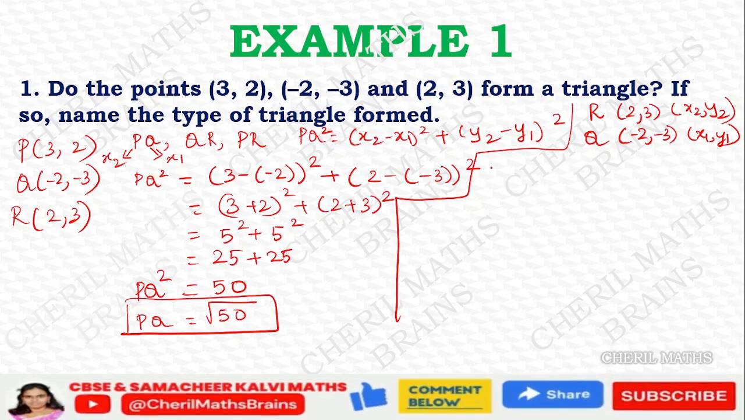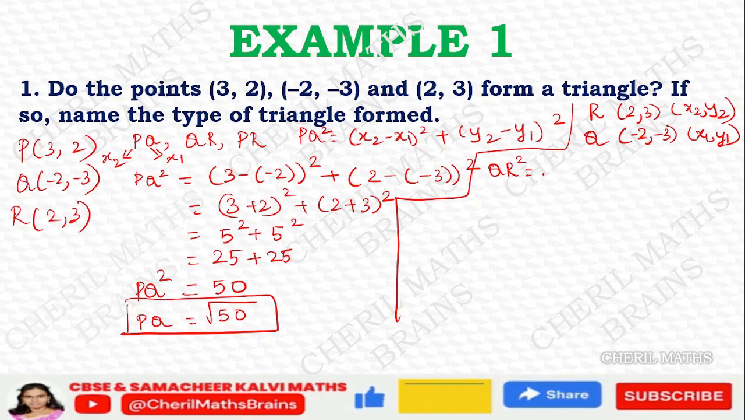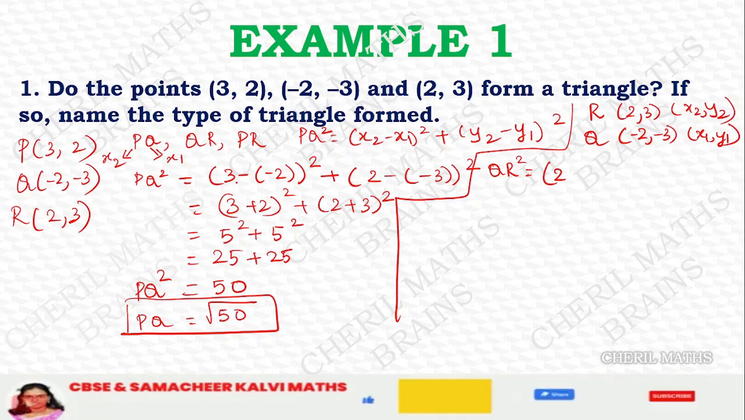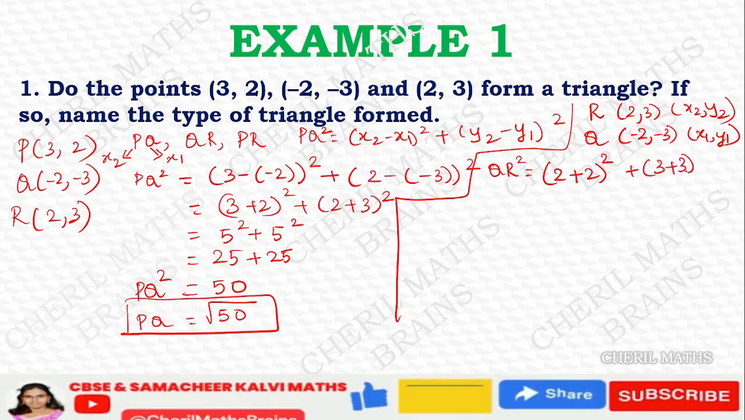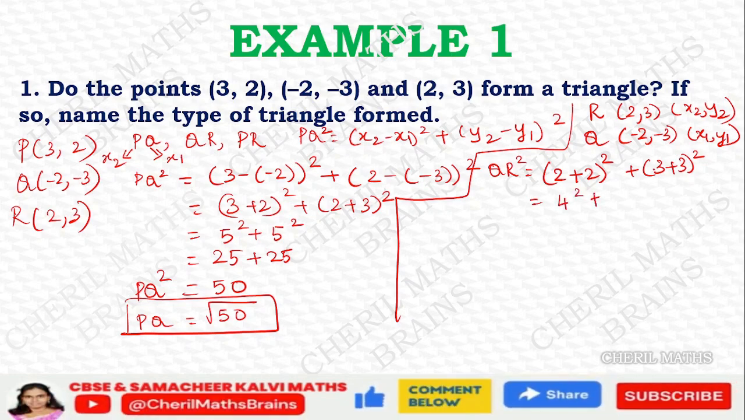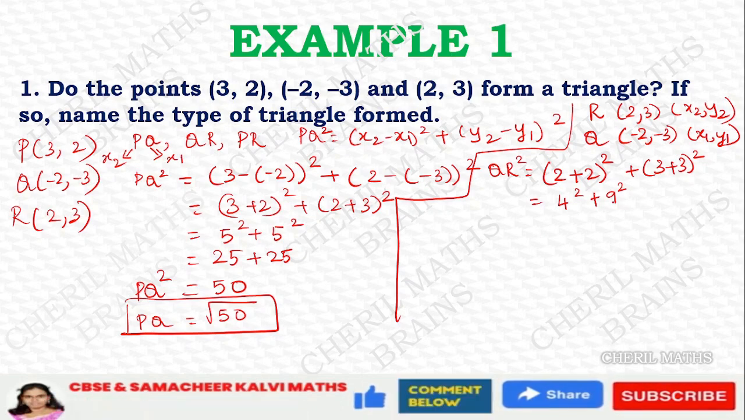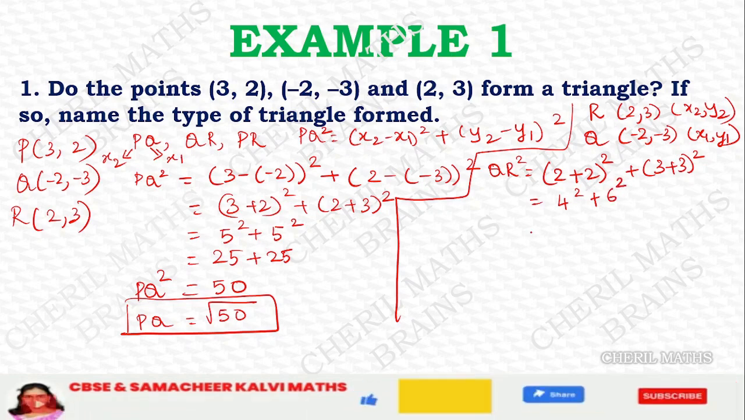Now substituting in the formula for QR square. So what will you get? X2 minus x1, so you will get 2 minus of minus 2. Now you know minus of minus 2 is plus 2, so I am writing it directly here: 2 plus 2 the whole square plus 3 plus 3 the whole square. 2 plus 2 is 4, 4 square, plus 3 plus 3 is... sorry, this is a mistake many of you make, children, so please don't make that mistake. 3 plus 3 is 6. So it will be 6 square.